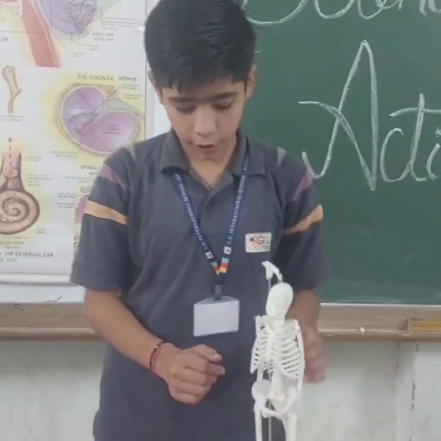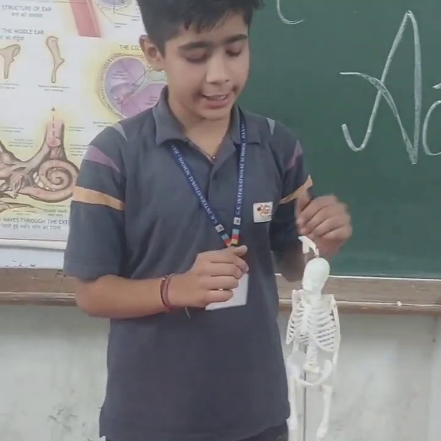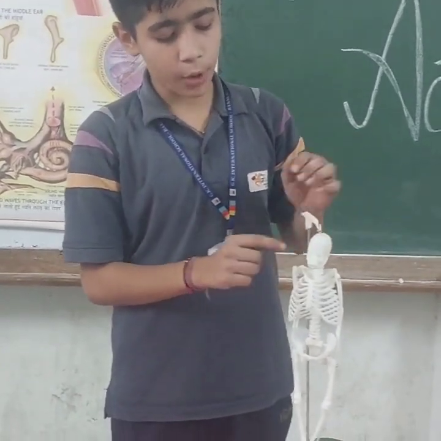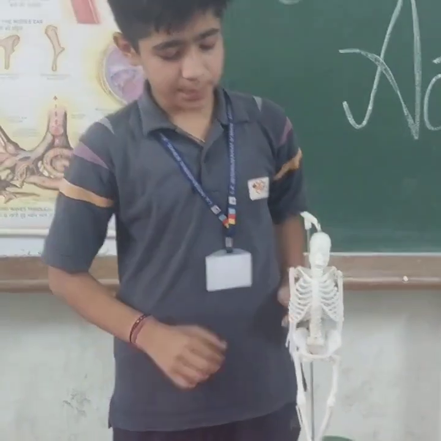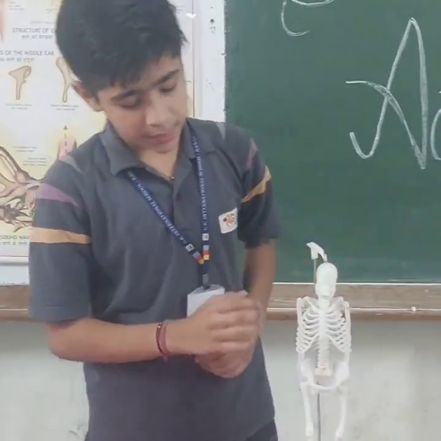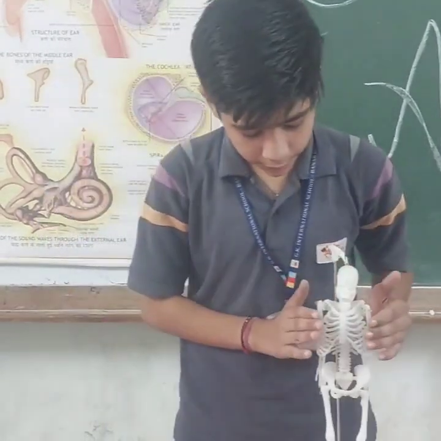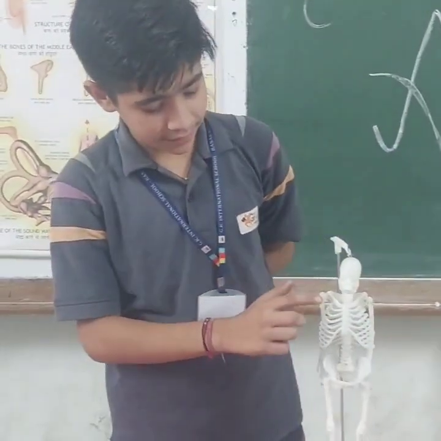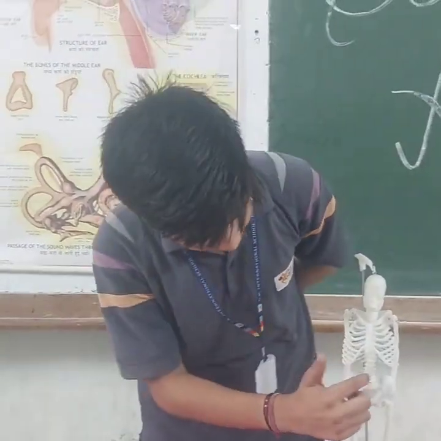So I will explain the human skeleton now. First, it is the skull. It contains 29 bones in it. Second, it is the hyoid bone. This connects the skull and rib cage. Third, it is the rib cage. It has 24 bones, 12 pairs. The top 7 pairs are true ribs, the next 3 are false ribs and 2 are floating.